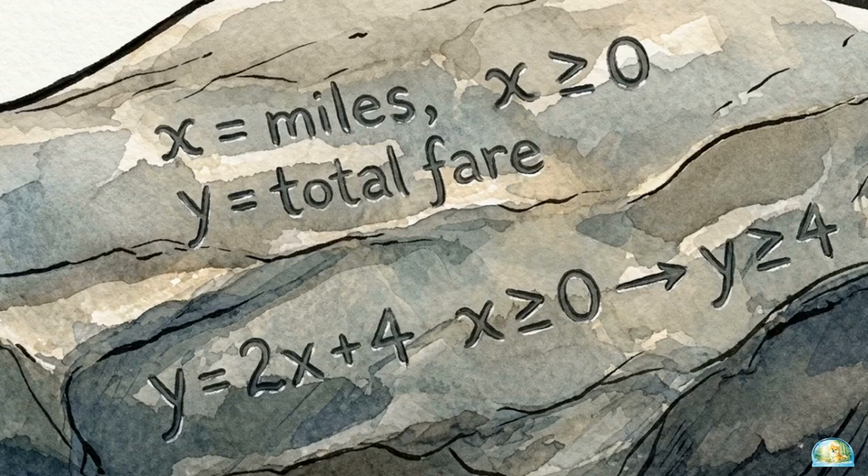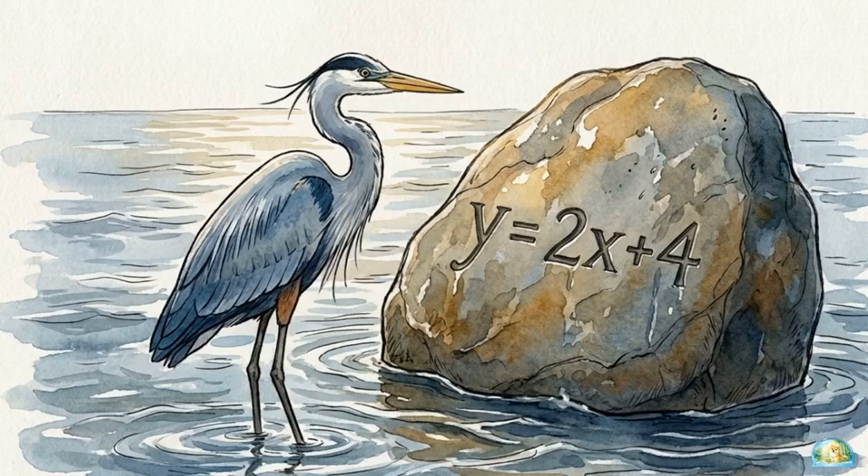For modeled rides, x is greater than or equal to 0, and therefore y is greater than or equal to 4. The model is y equals 2x plus 4, where x is miles and y is total fare in dollars.